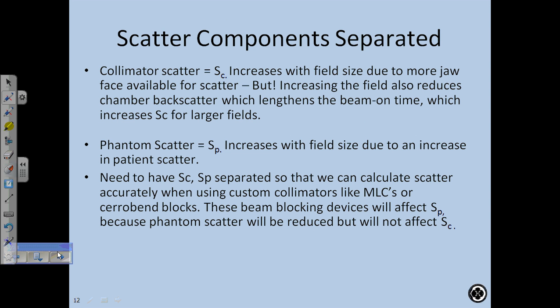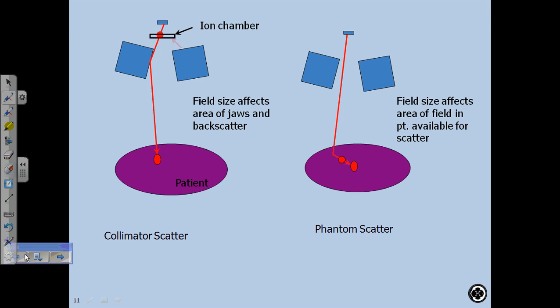So if we separate them, SCP is actually a product of two components, SC and SP. So SC times SP equals SCP. Collimator scatter, SC, increases with field size due to more jaw face available for scatter, but increasing the field also reduces chamber backscatter, which lengthens the beam on time, which increases SC for larger fields. All right, so let's talk about what this means. As you open up the field size, we get more scatter off the collimator faces, but look at what happens.